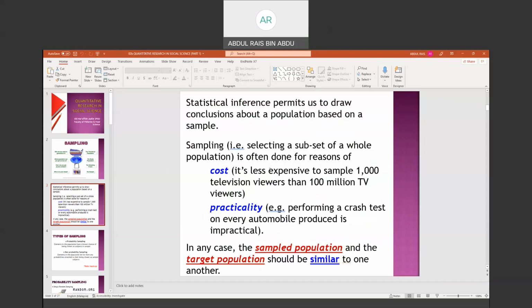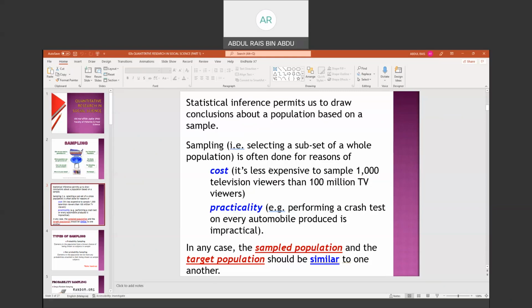A statistical inference permits us to draw a conclusion about a population based on a sample. Sampling is often done for two reasons. One, because of cost. It is less expensive to sample 1,000 TV viewers as compared to 100 million TV viewers. The second reason is because of practicality.